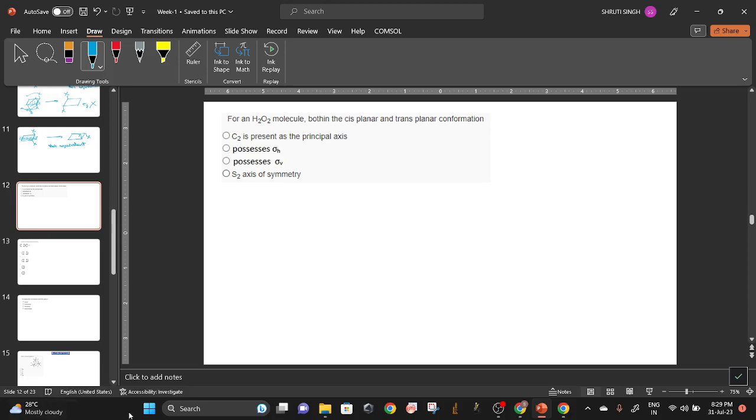Okay, so let me first show you this molecule H2O2 in trans-planar and cis-planar. It will be like this. Trans means like this and cis means on the same side. And it is a planar molecule in the plane. So when you keep C2 here, not in the plane, but perpendicular to the plane. This is a C2 perpendicular to the plane.